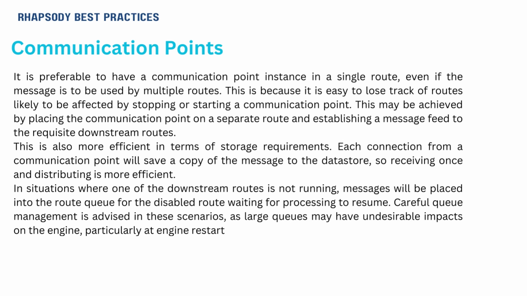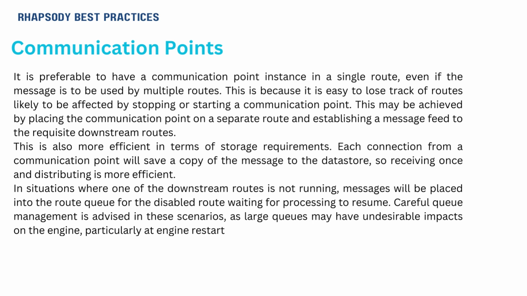Communication points. It is preferable to have a communication point instance in a single route, even if the message is to be used by multiple routes. This is because it is easy to lose track of routes likely to be affected by stopping or starting a communication point. This may be achieved by placing the communication point on a separate route and establishing a message feed to the requisite downstream routes. This is also more efficient in terms of storage requirements.